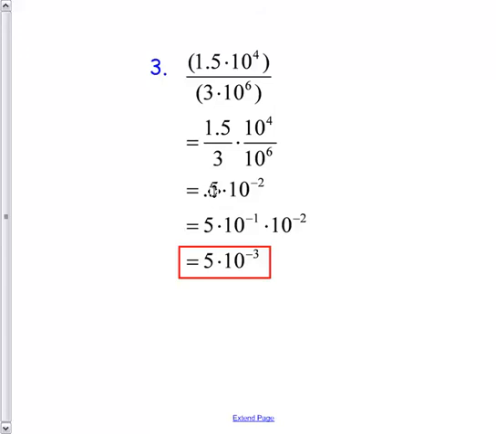Now, that's a decimal. That is not an integer whole number in front of the decimal. So it needs to be between 1 and 9. So we're going to move the decimal point 1 place, make it a 5, which would be 10 to the -1st power to get it back to that form, times 10 to the -2nd power, or 5 times 10 to the -3rd power. And that's how we multiply and divide scientific notation.